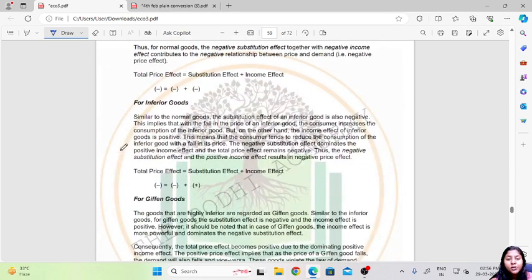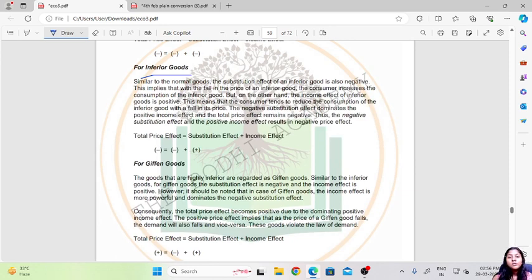Then, what do we mean by inferior goods? Inferior goods imply that with the fall in the price of an inferior good, the consumer increases the consumption of the inferior good. But on the other hand, the income effect of an inferior good is positive. So this means that the consumer tends to reduce the consumption of the inferior good with the fall in its price. Then Giffen goods.